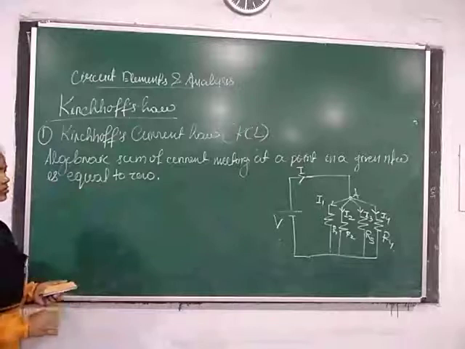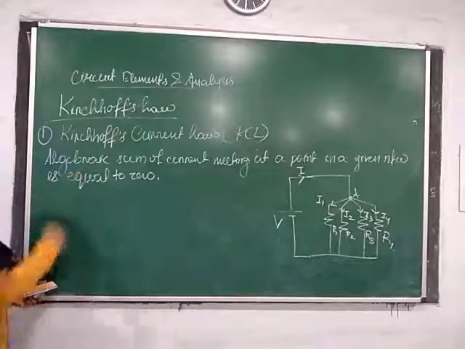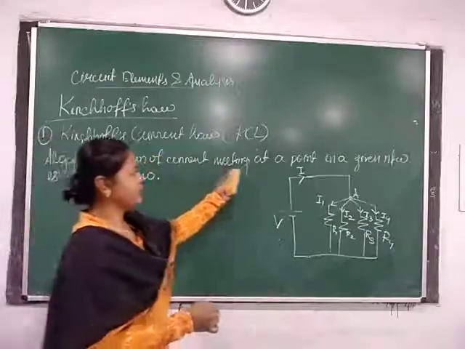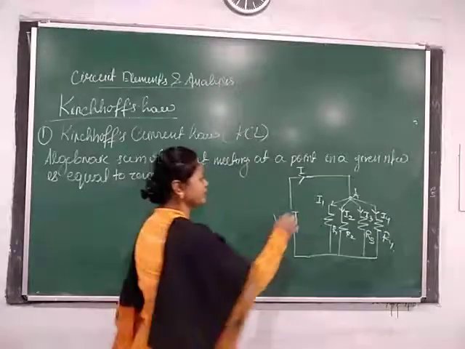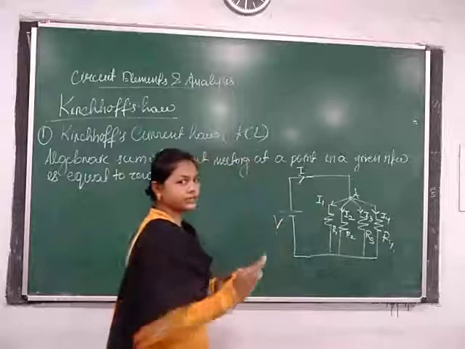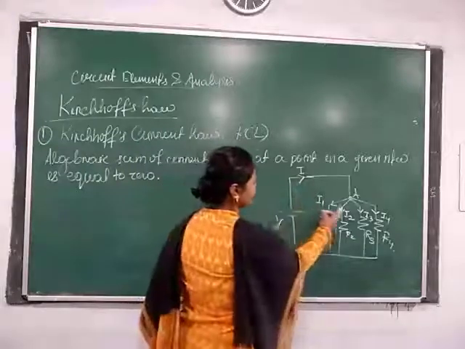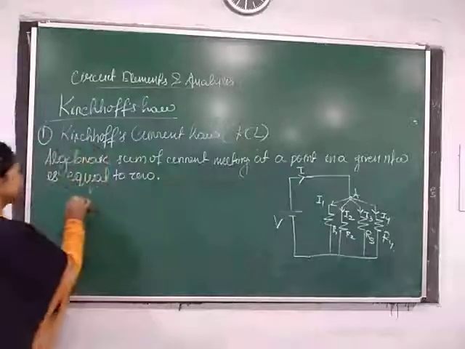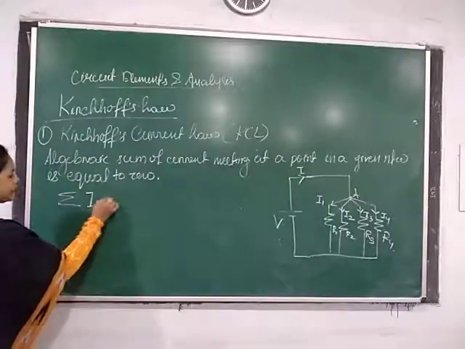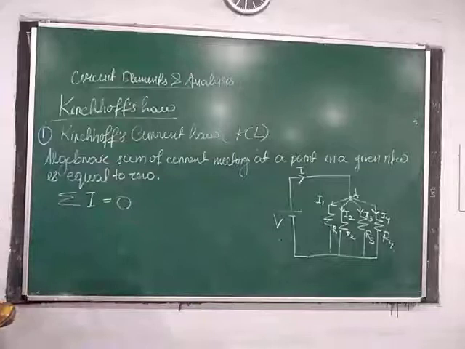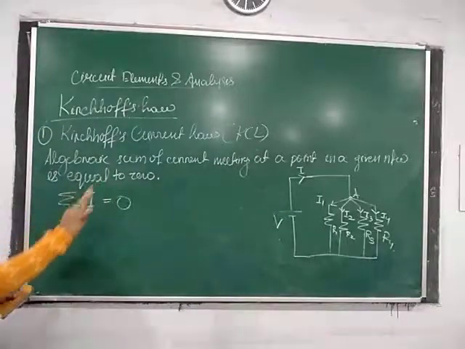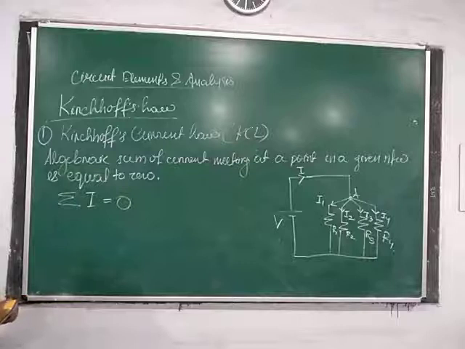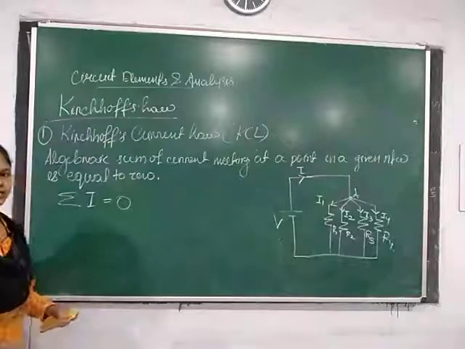According to this law, what does the law say? Algebraic sum of current meeting at a point. How many currents are there? 1, 2, 3, 4, 5. Their algebraic sum is equal to 0. You see here 5 currents are there: I, I1, I2, I3, I4. How do you make their algebraic sum?